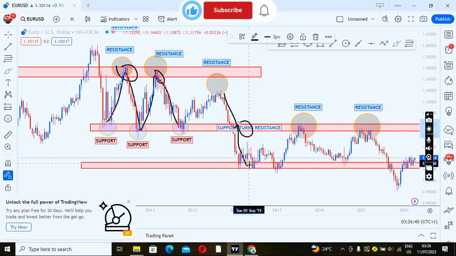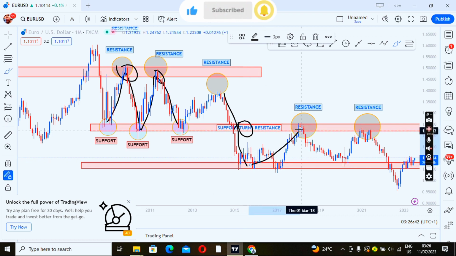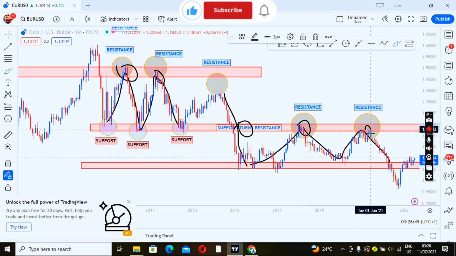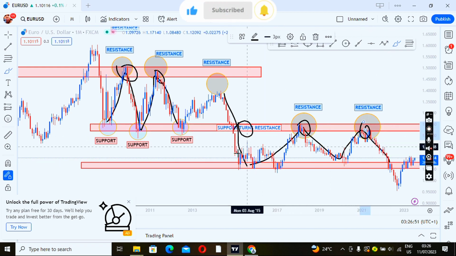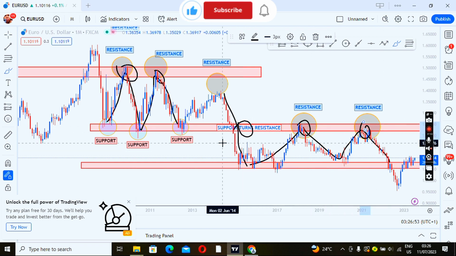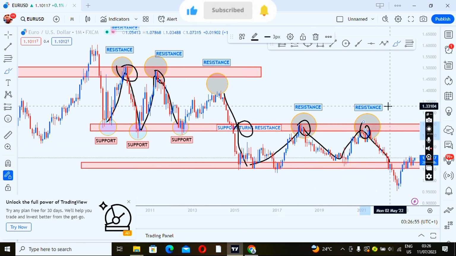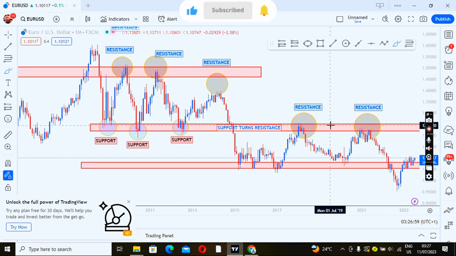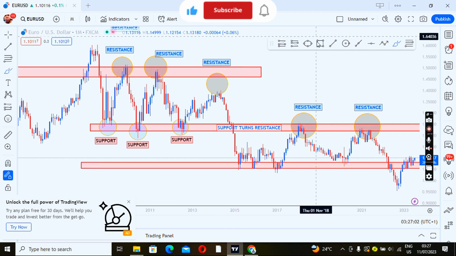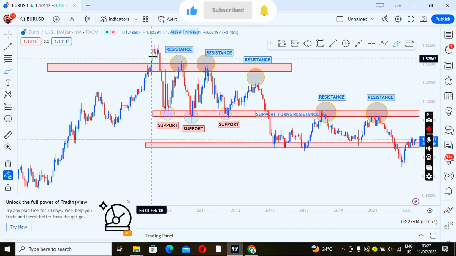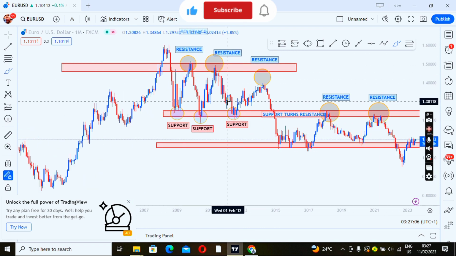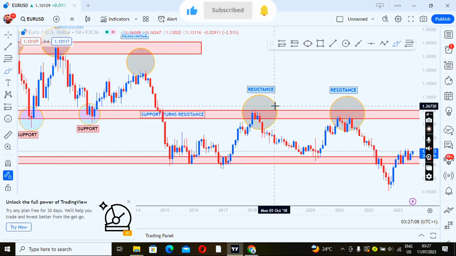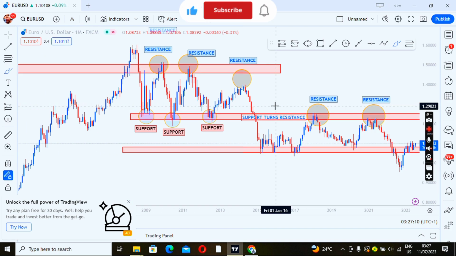Resistance resists the price, preventing it from moving above that level. On the other hand, support becomes resistance when the price breaks below it. It is crucial to recognize these shifts and adapt your trading strategies accordingly. Keep in mind that resistance levels can also turn into support levels when the price moves above them again. The key is to observe the market and identify these turning points.